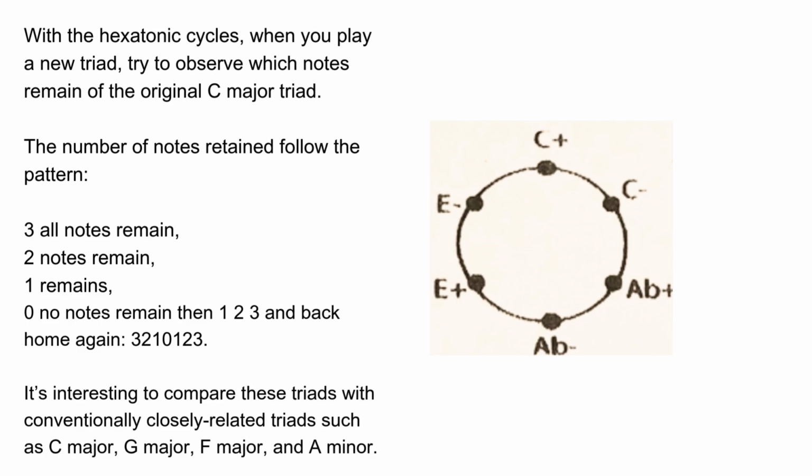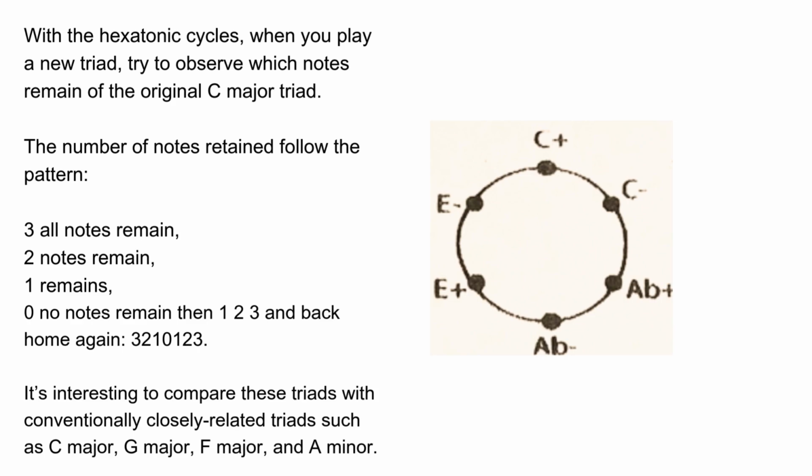With the hexatonic cycles, when you play a new triad, try to observe which notes remain of the original C major triad. The number of notes retained follows the pattern: 3, all notes remain. 2 notes remain. 1 remains. 0, no notes remain. Then 1, 2, 3, and back home again. 3, 2, 1, 0, 1, 2, 3.